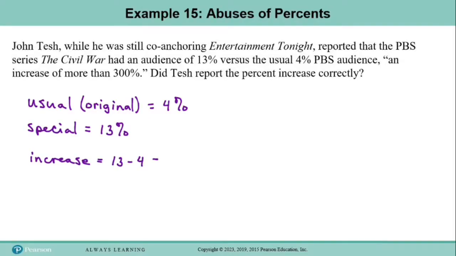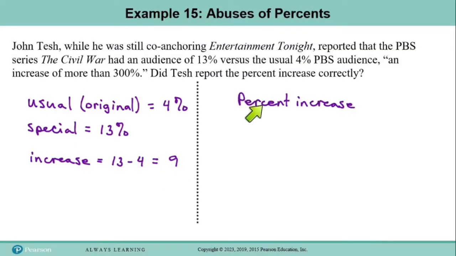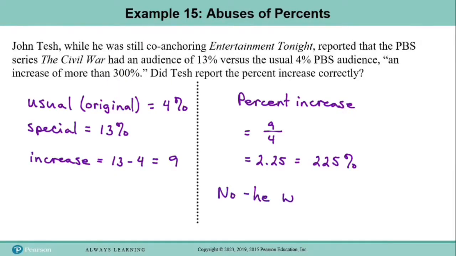13 minus 4 is 9, so that's an increase of 9 percentage points. Now, to get percent increase, we take the increase amount, which is 9 points, and we divide by the original number. So usually their audience was at 4%. It just went up for that special, but the original would be 4. So 9 divided by 4 is 2.25 in decimal form, but in percent form, that's 225%. Not quite the 300% that John Tesh reported, so he was incorrect.